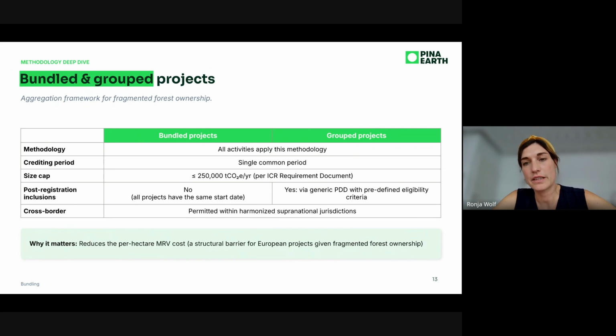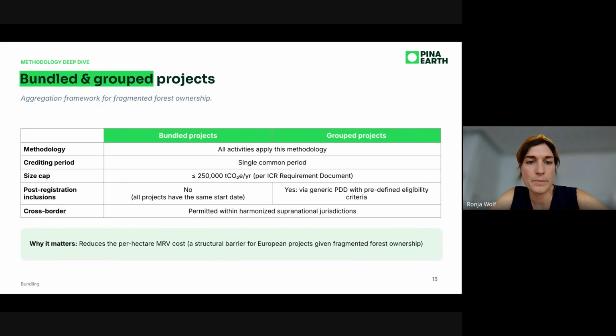So very many small projects or landowners face a hurdle at the moment that the project development, certification, and MRV costs are too high to make it valuable for them to participate. And we want to lower that burden by making grouping and aggregation of areas possible. There are two ways: a bundled project or group projects.